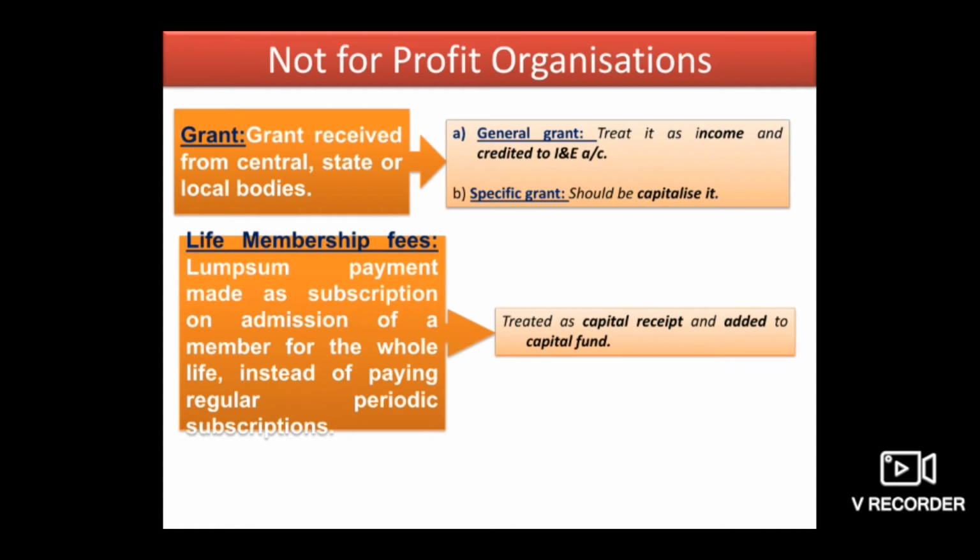Then another peculiar item is life membership fees. It is a lump sum payment made as subscription on admission of a member for the whole life, instead of paying regular periodic subscriptions. Instead of paying regular periodic payments, a lump sum amount is paid for the whole life of membership. That amount is known as life membership fees. About life membership fees, treat it as a capital receipt and it should be added to the capital fund.